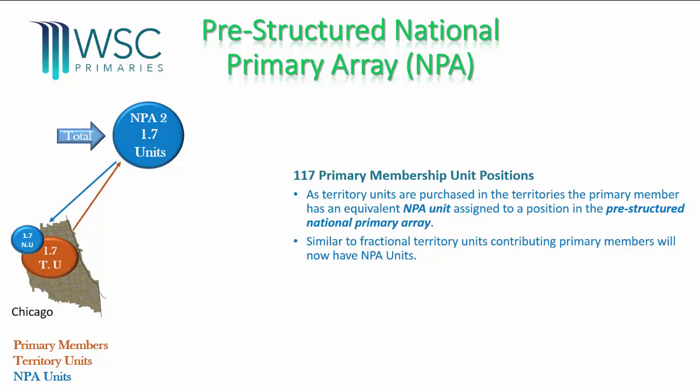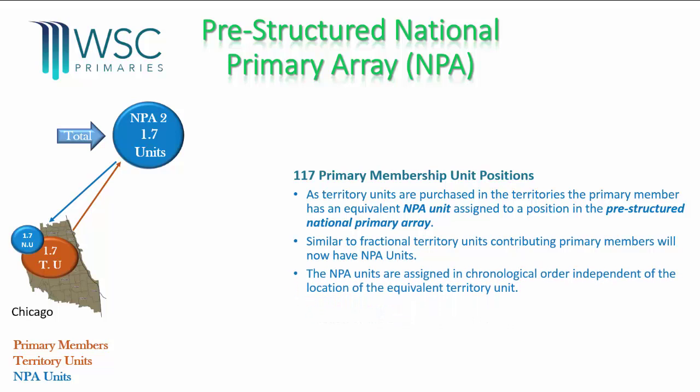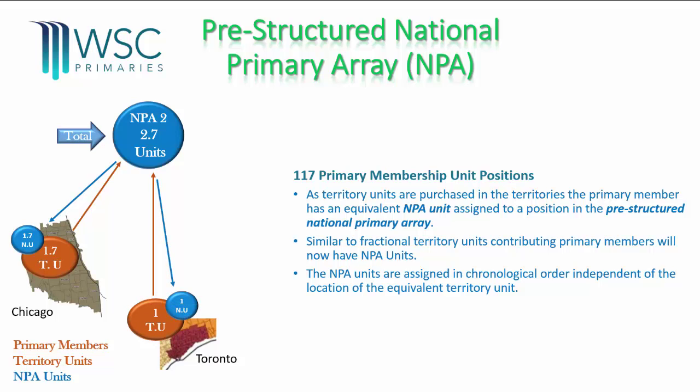So now what happens is, similar to their fractional territory units, the contributing primary members will now have an NPA unit. So it's 1.7 and 1.7. The person from Chicago who purchased that territory unit now also has a unit inside the NPA. Now this continues in chronological order and is completely independent of the territory involved. So let's suppose the very next unit that was bought was in Toronto. So they bought one unit. Well, that one unit, again, gets an equivalent one in the NPA. You can see the total went up to 2.7 now. And again, the person in Toronto now has an NPA unit also.